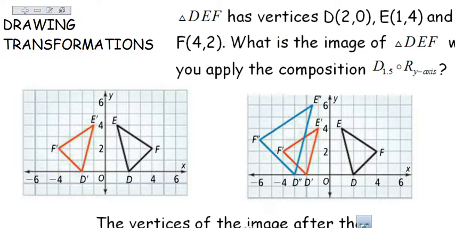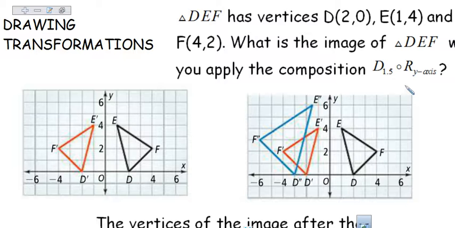Drawing transformations. The black triangle, DEF, has vertices (2, 0), (1, 4), and (4, 2). What is the image of the triangle when you apply the composition, a dilation of 1.5 following a reflection over the y-axis?